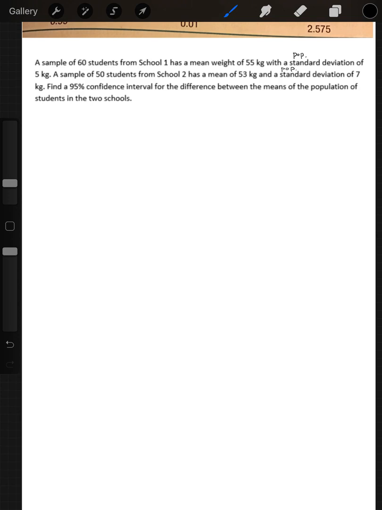Alrighty. So here we have two different populations labeled by 1 and 2, right? So we're probably going to use mu1 and mu2. And we can start pulling out data. This first sentence is all about sample school 1. So everything we find from there is going to be subscript 1. So first off, sample of 60 tells me that N1 is equal to 60. The sample has a mean weight of 55. Tells me that the sample mean, x1 bar, is 55.